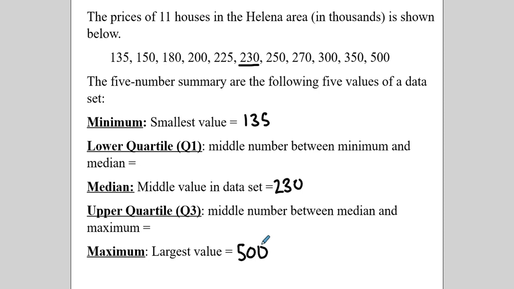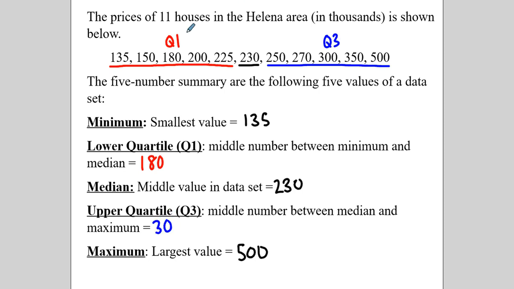Now let's talk about the lower quartile and the upper quartile. So the lower quartile, or quartile 1, is the middle number of the lower half. So it's essentially the median of the bottom half. If I look at just the bottom half, what's the median of just the bottom half? It's right there. So this is quartile 1, and that would be 180. Quartile 3 is the median of the upper half. It's the middle number between the median and the maximum. Well, in this case, that's going to be 300.